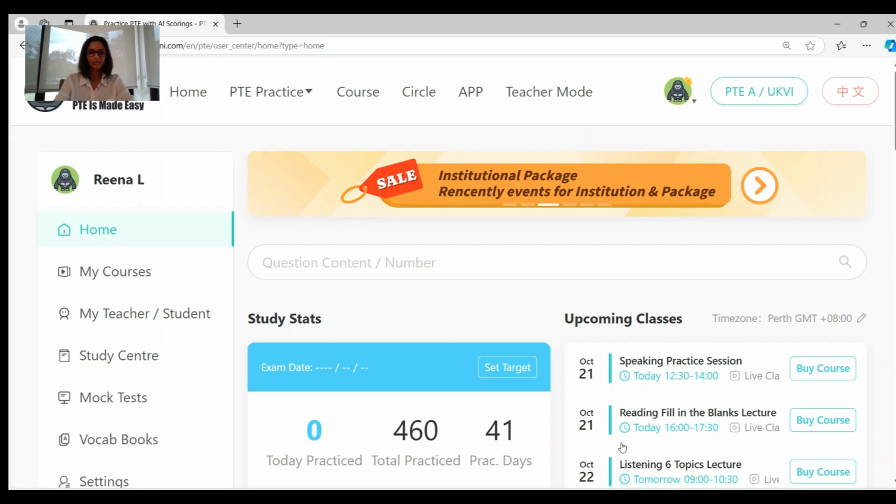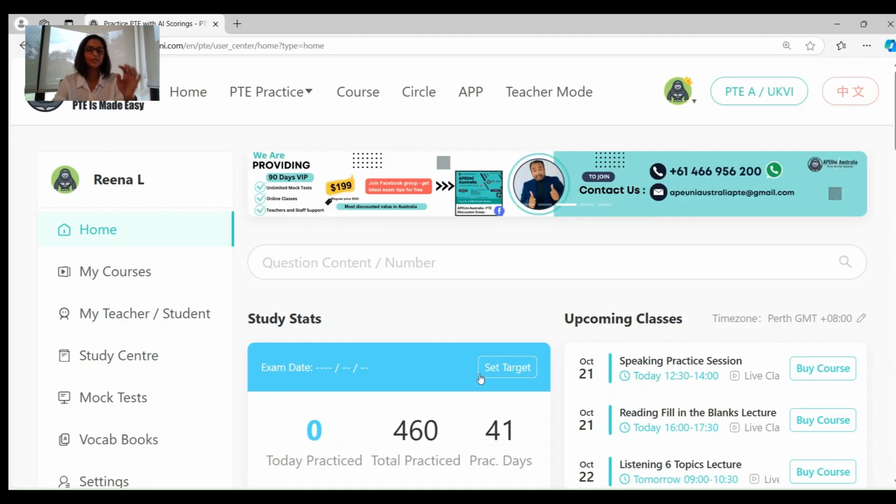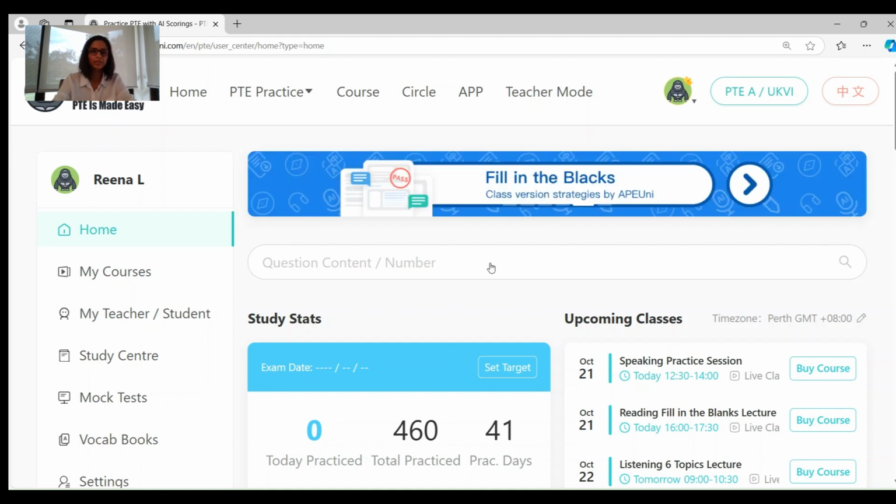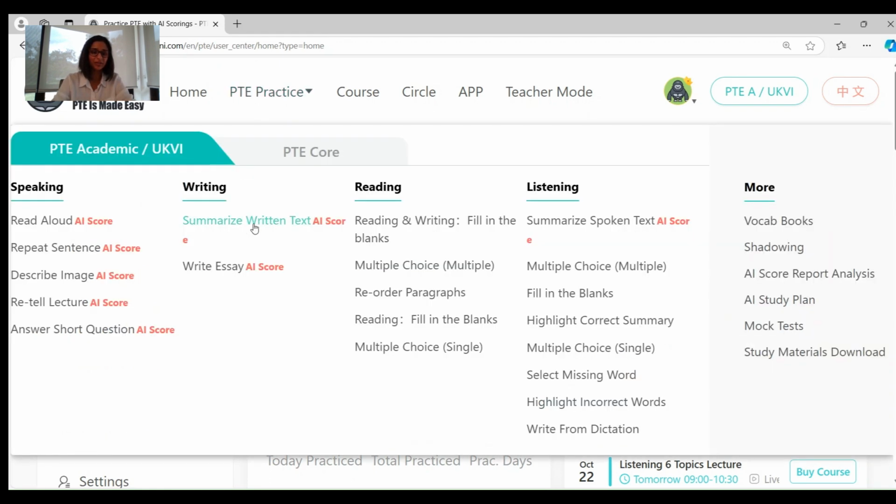All right, friends, so here I am on my AP Uni dashboard. Let's get straight into it. Summarize written text. Remember the procedure. The first thing I'm going to do is visually assess the paragraph or however many paragraphs there are, and then I'm just going to pick and choose topic sentences from those paragraphs, up to 4 sentences, and then I'm going to read the content that I've copied and pasted. Okay, let's get straight to it.